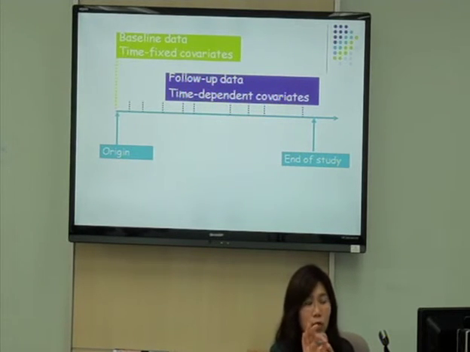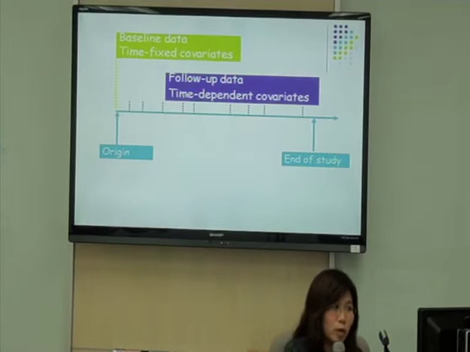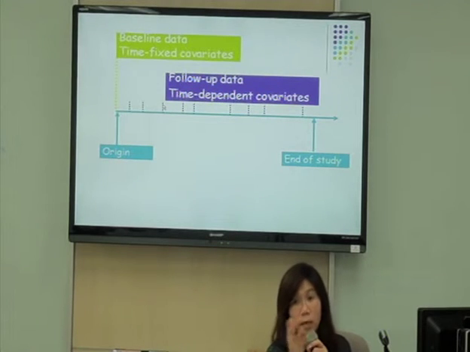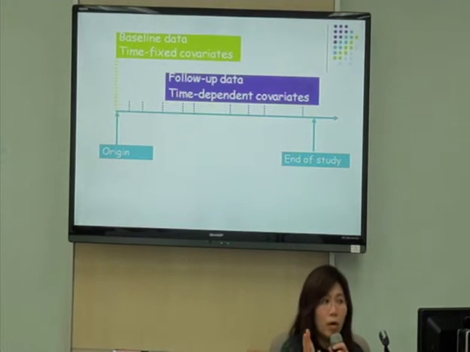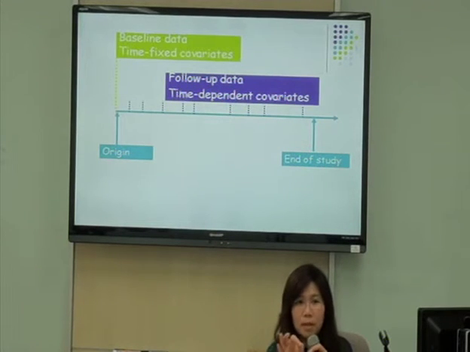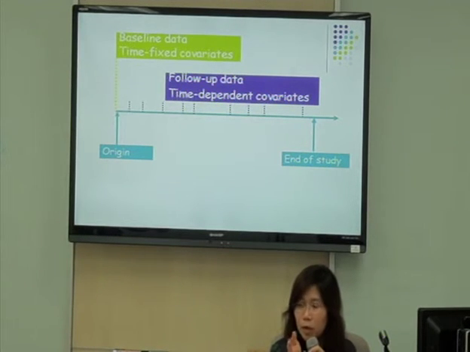But there is another set of data that might change over time, which we call time-dependent covariates. For example, the level of the drug changes over time. The level of blood pressure is not a fixed number. The level of LDL cholesterol, for example, or the dose of the drug, is not the same.